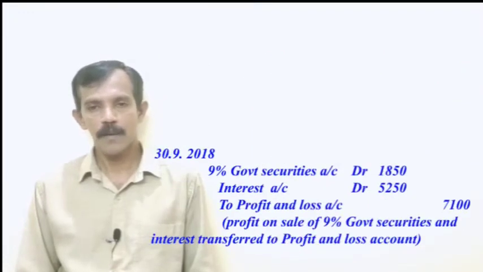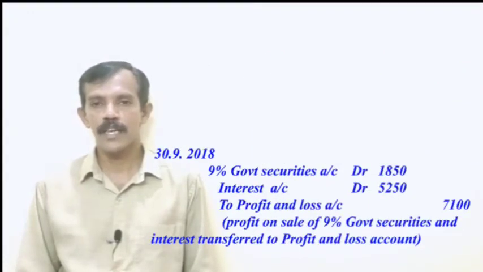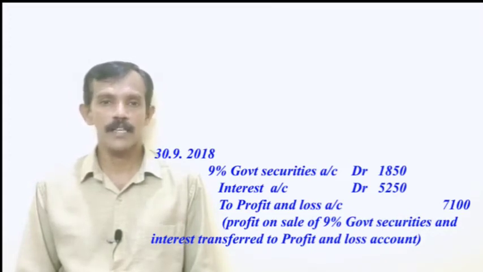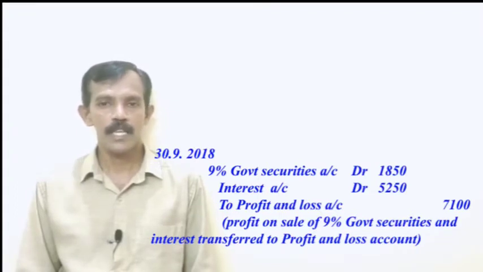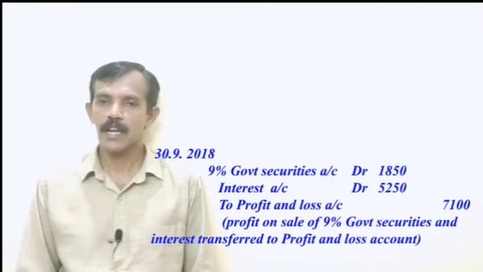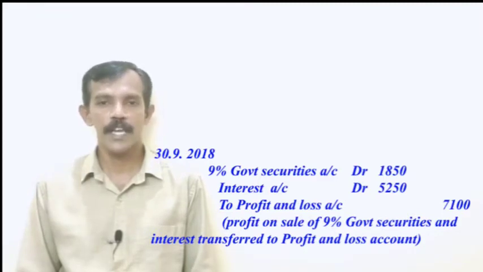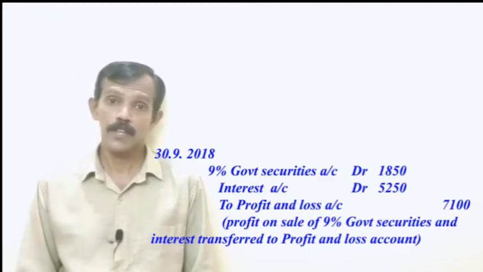Then on the same date, 30/9/2018, we transfer the profit on sale of securities and interest received to profit and loss account. Our journal entry: 9% government securities account debtor 1,850, interest account debtor 5,250 to profit and loss account 7,100. These are the journal entries required.